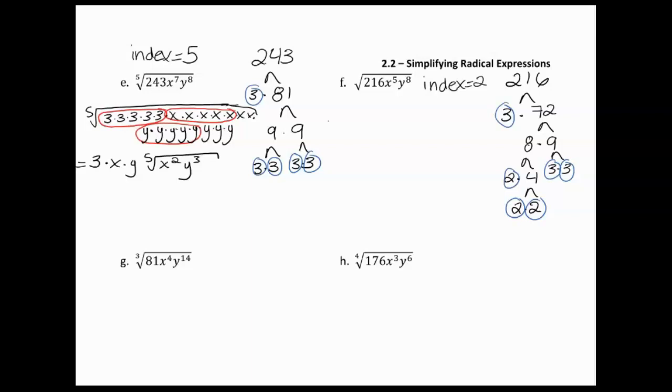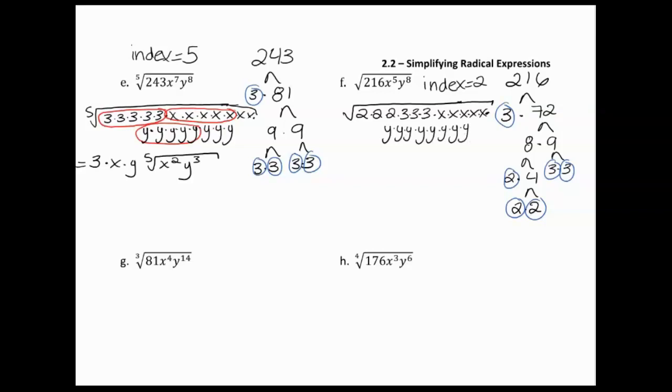All right. So let's go ahead and write this. So I have 2 times 2 times 2 times 3 times 3 times 3. And then we have x to the 5th power. So that means we're going to write down 5 x's. So 1, 2, 3, 4, 5. And we have y to the 8th power. So we're going to write 8 y's. So 1, 2, 3, 4, 5, 6, 7, and 8.